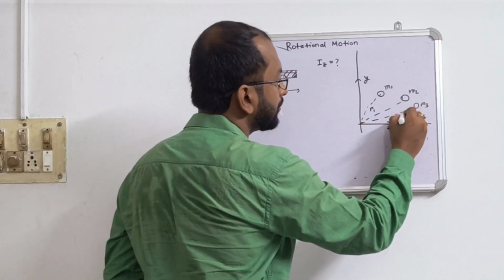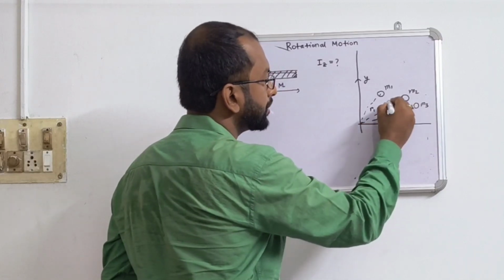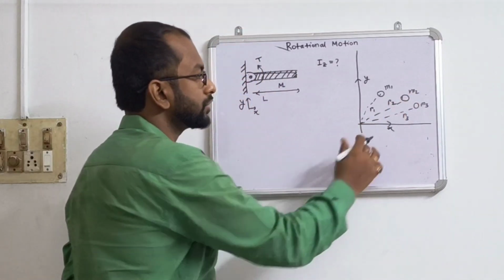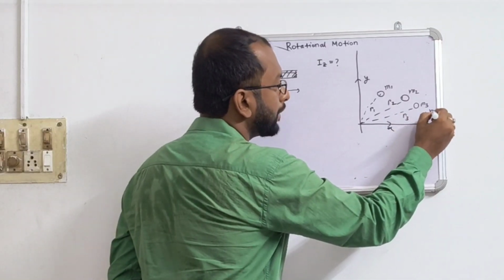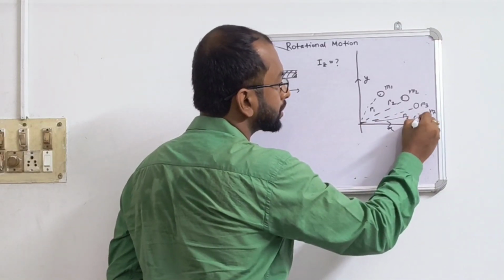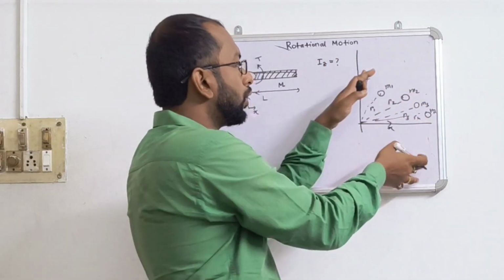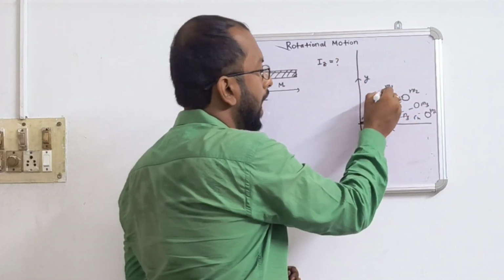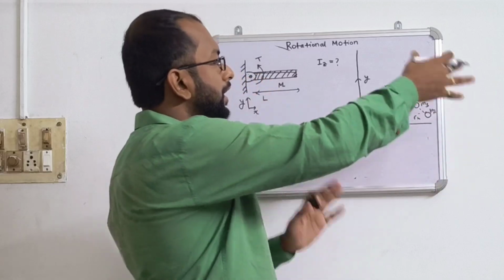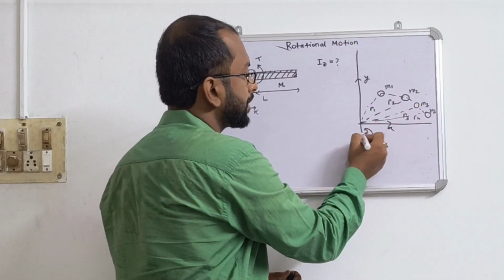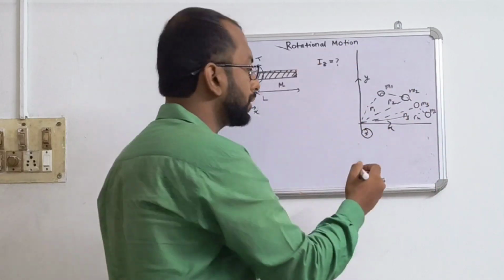All the masses are located at different distances. M3 mass is located at R3 distance, M2 mass is located at R2 distance, and so on and so forth. So Mn mass is located at Rn distance. So if collectively I want to rotate all these particles which are attached, I have to rotate the entire system with respect to the z-axis, z-axis outward. So what will be the moment of inertia?